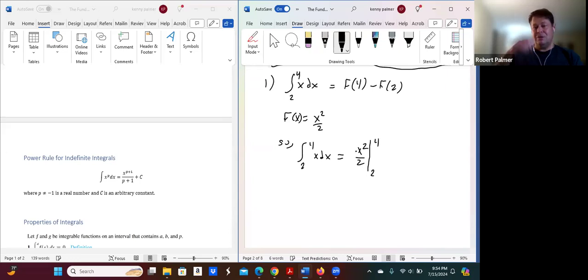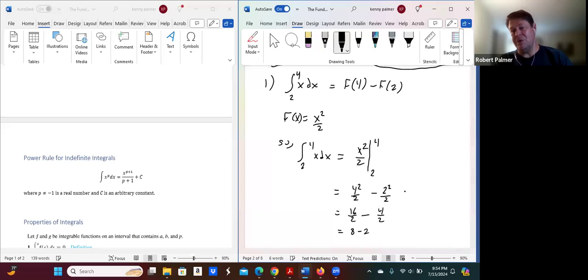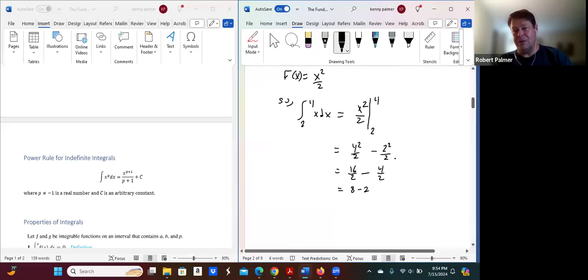Okay, so we evaluate at the endpoints, and the next thing is we just plug that in. So we have 4 squared over 2 minus, the upper value, then 2 squared over 2, the lower value. That's the reason I picked 2 and 4, to have something that will cancel out. Of course, 4 squared is 16 over 2, minus 2 squared is 4 over 2. And so that's going to be 8 minus 2, or it's going to be 6.